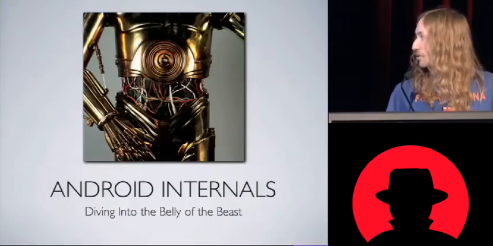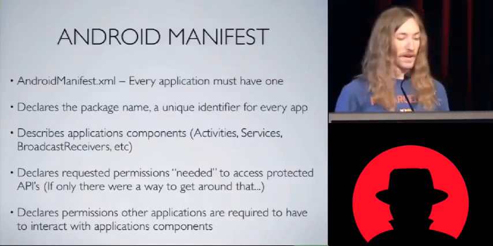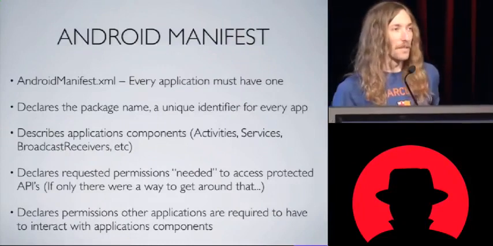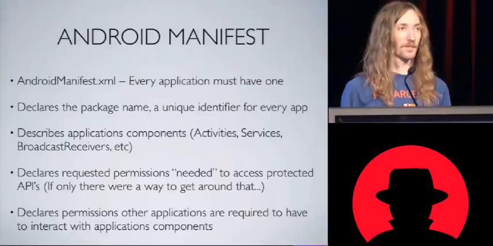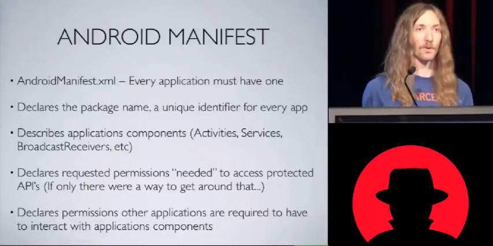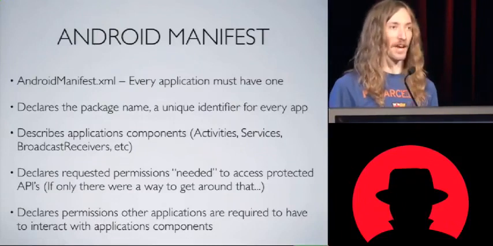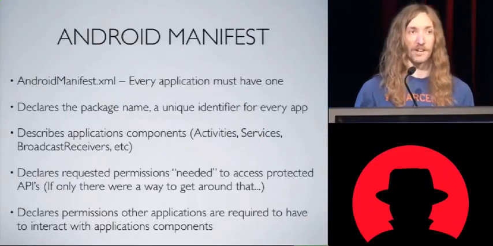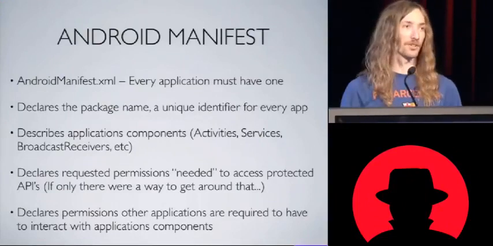The Android internals. The first thing we have is our Android manifest. It's something that every application has. This is a large XML file. It's stored as binary XML because things need to be small and mobile. The manifest contains everything important about the application. Primarily, it's going to contain the package name, which is a unique identifier for every application.